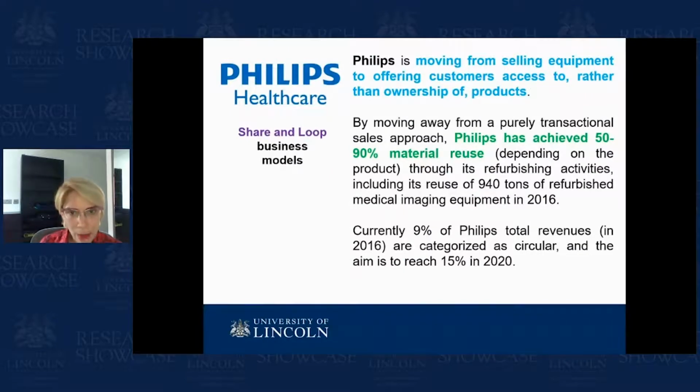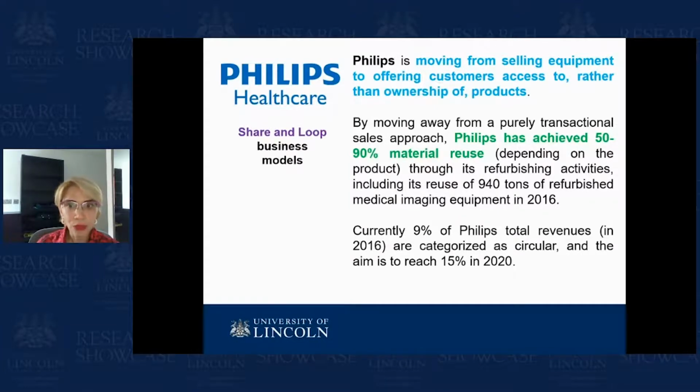Let's see some examples of the application of the business models of the circular economy. According to some leading manufacturers, let's see what they have done in terms of circular economy practices. Philips is moving from selling equipment to offering customers access to, rather than ownership of, products. So by moving away from a purely transactional sales approach, Philips has achieved 59% material reuse.